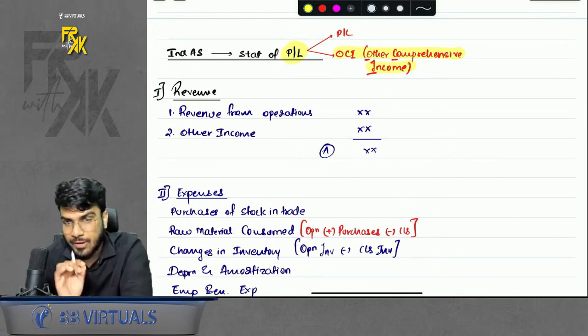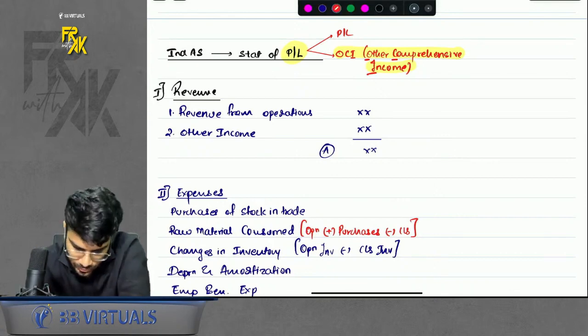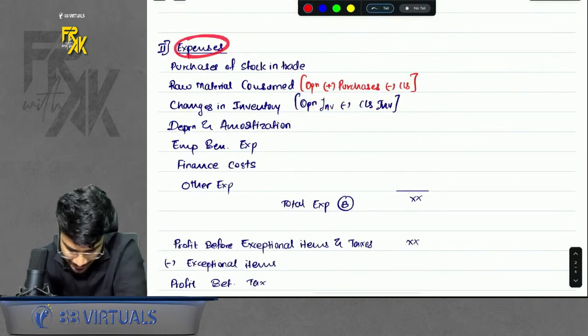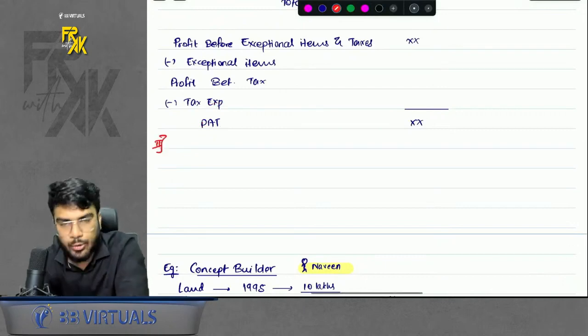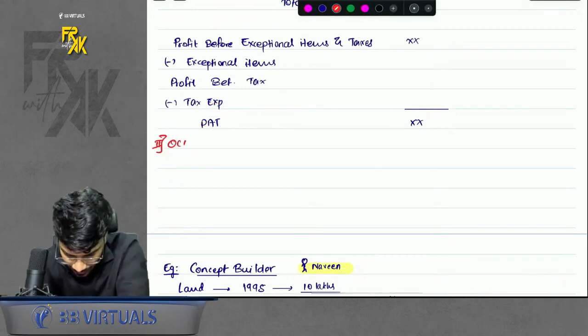That means how does your profit and loss under IND AS look like? The first category is profit and loss, where you have all the revenue and all the expenses, right? You find out the profit after tax, and within this statement only you will have a second category named OCI.